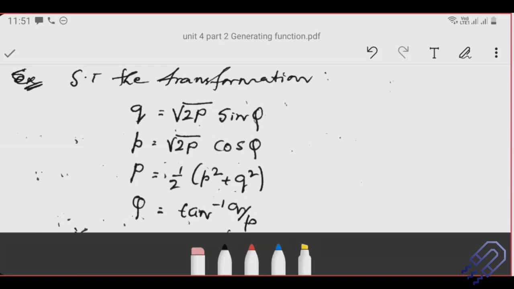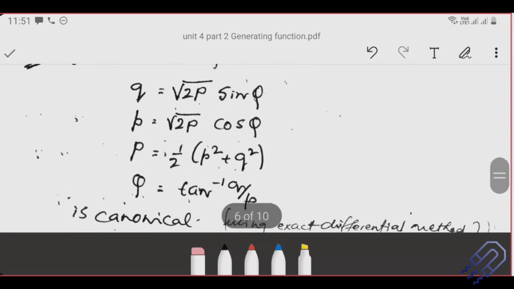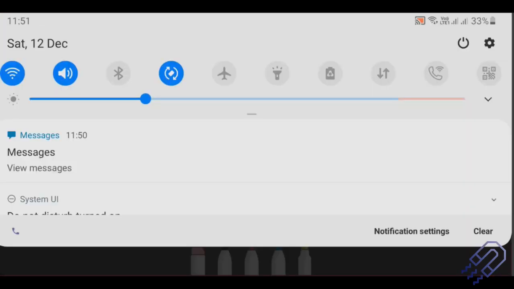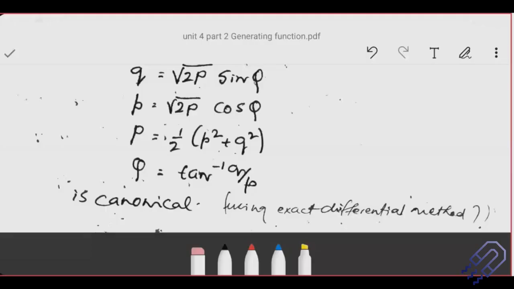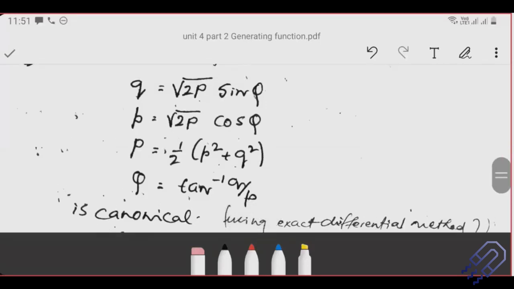You can start with small dq. I'll just give you a hint here. And you have to show that this is canonical using the exact differential method. So this can be taken as a classwork as well as a homework. You have to try to solve it.